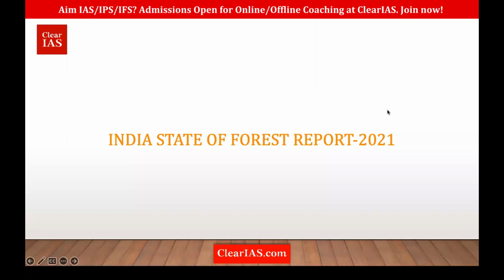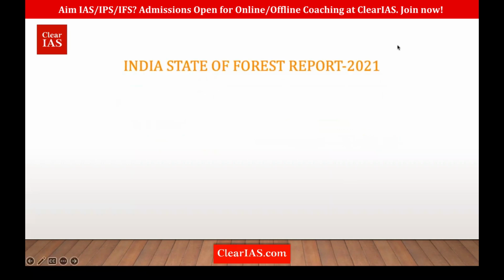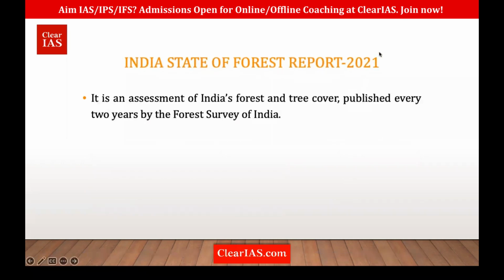Now we'll see the Indian State of Forest Report 2021. This is a biennial publication. For example, every 2 years they publish the Indian State of Forest Report, and even this year they would be publishing. It's not yet published. What is this report about? It is a biennial report by the Forest Survey of India.